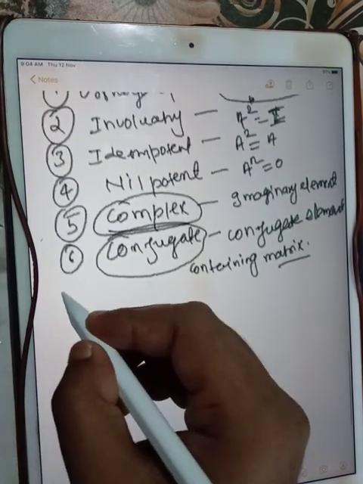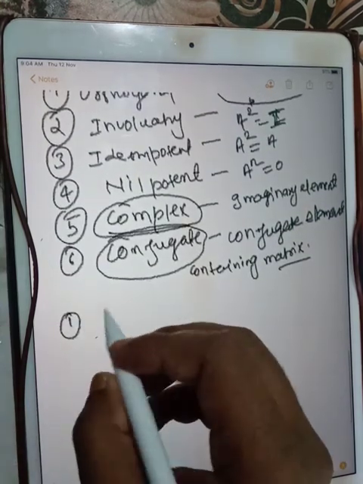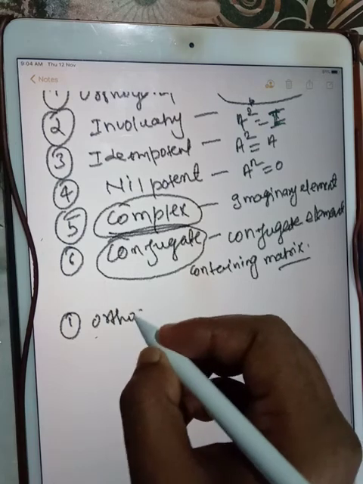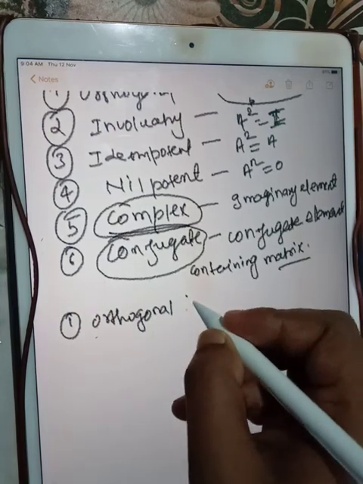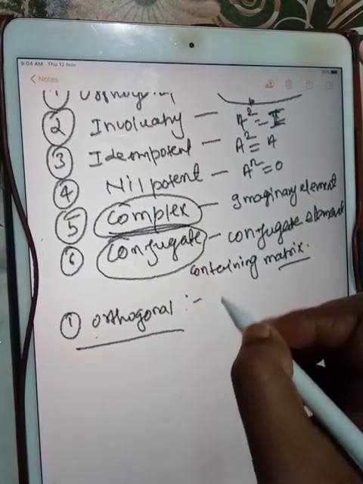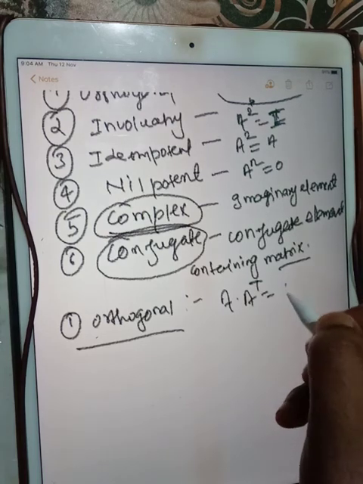Now the first one, what was that? The first one was orthogonal. Orthogonal, that is A into A transpose equals I.